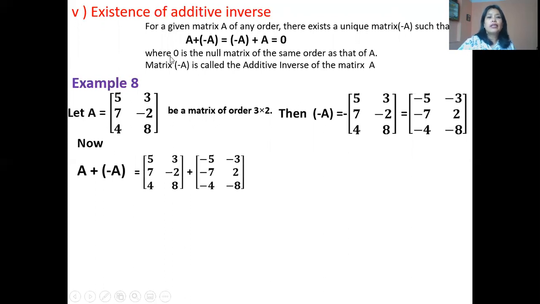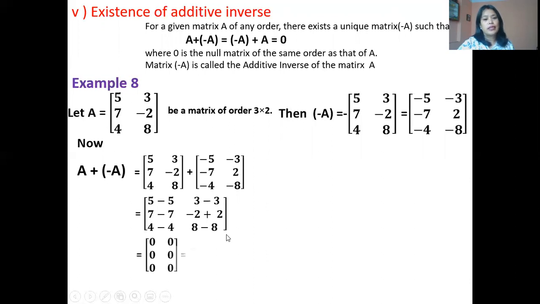To verify it, let us start from the left hand side again. On the left hand side, A and minus A will get added here. Their corresponding elements will get added like this: 5 minus 5, 7 minus 7, 4 minus 4, 3 minus 3, minus 2 plus 2, minus 8 plus 8. The result is the null matrix, 0, 0, 0, 0. It is the null matrix, 0.